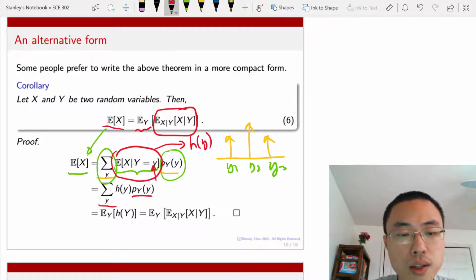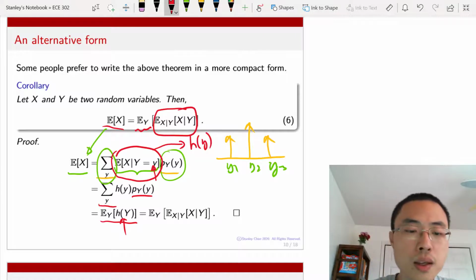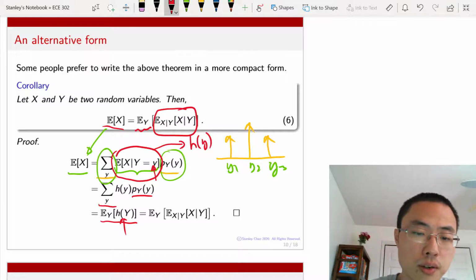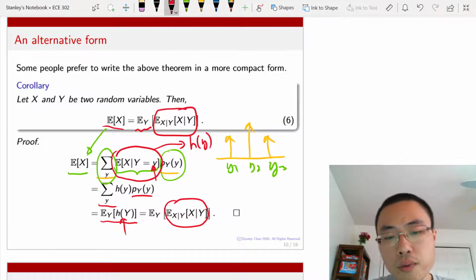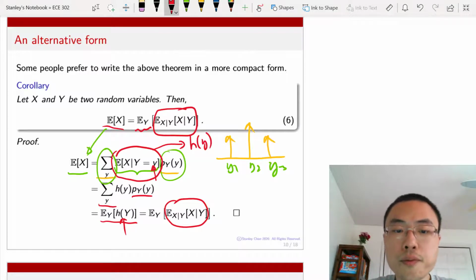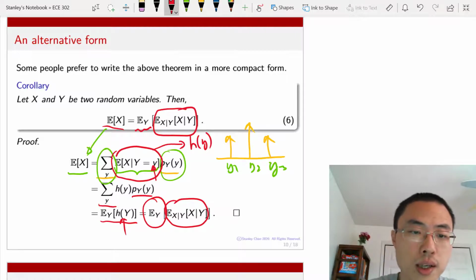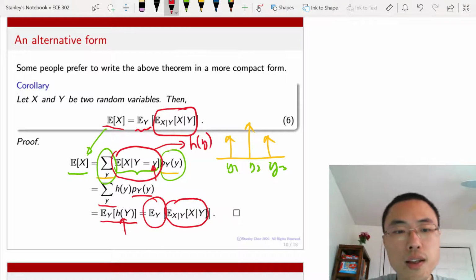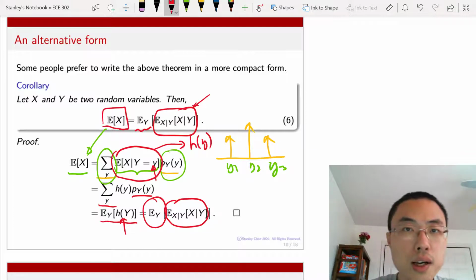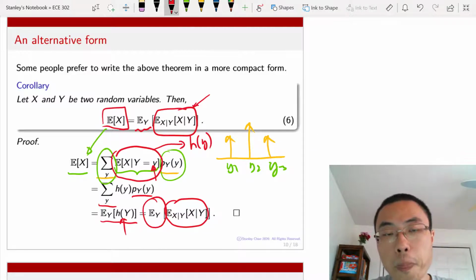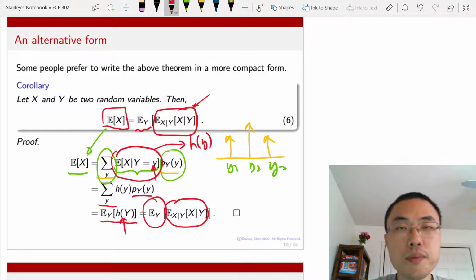You're essentially taking the expectation of this random variable h of y. If you write out the detail here, this h of y is the expectation of x given y. This is a random variable, and therefore you can take the expectation over y to get a deterministic quantity. That is the expectation of x. So if you want to calculate the expectation of x, you can write this double loop of expectations, one on y outside, one on x given y. That will calculate the expectation of x.